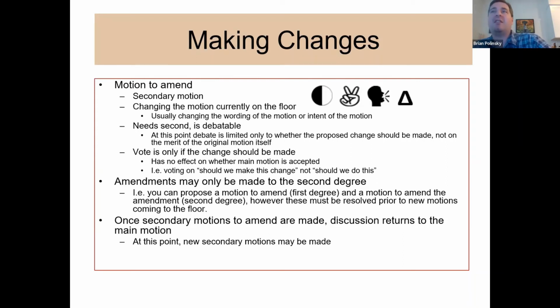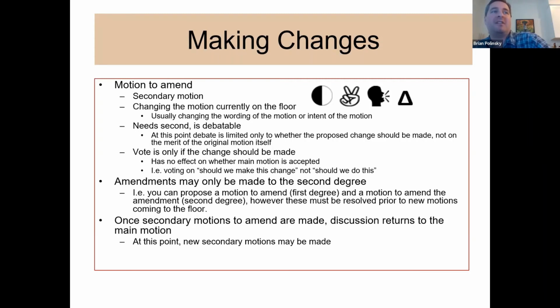So as you'll see here with the symbols, a secondary motion, or motion to amend, I mean, needs a vote of a simple majority, needs to be seconded. It is debatable, and it can also be amended. So a motion to amend can itself be amended. Yes, that is true. I'll actually show you a chart which demonstrates this a little bit. So a motion to amend, as I said, needs a second, is debatable.